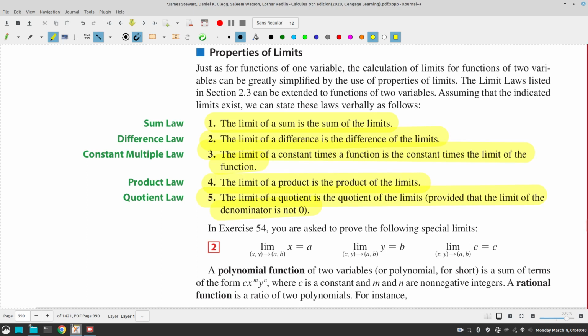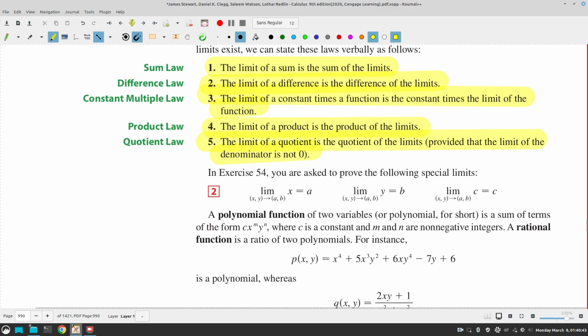Okay, and you have these special limits. The limit as (x,y) goes to (a,b) of x is equal to a, the limit as (x,y) goes to (a,b) of y is equal to b, and the limit as (x,y) goes to (a,b) of c is equal to c.